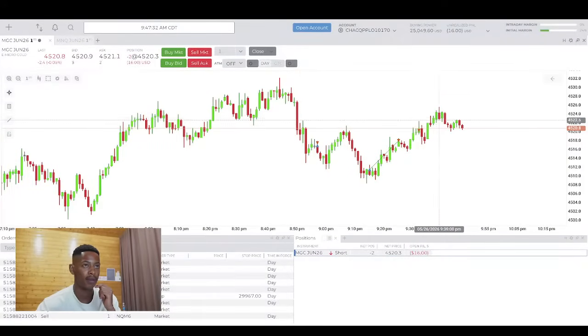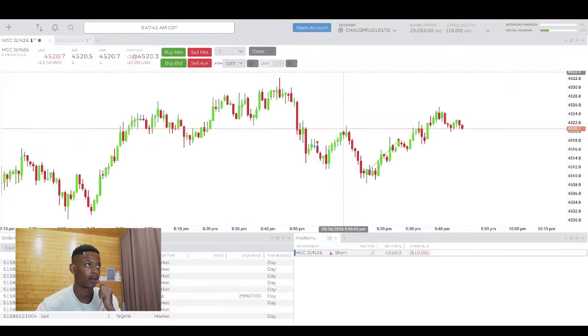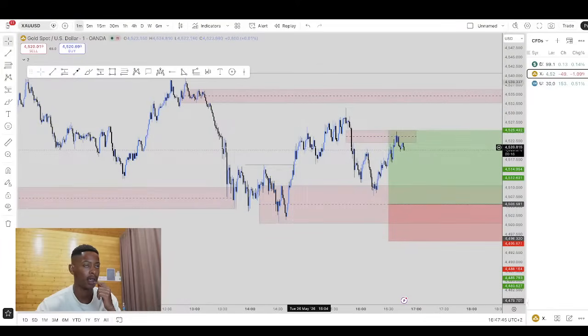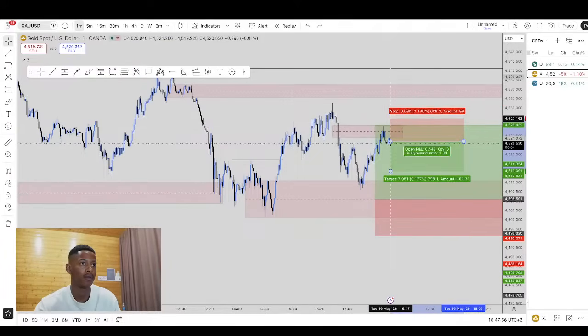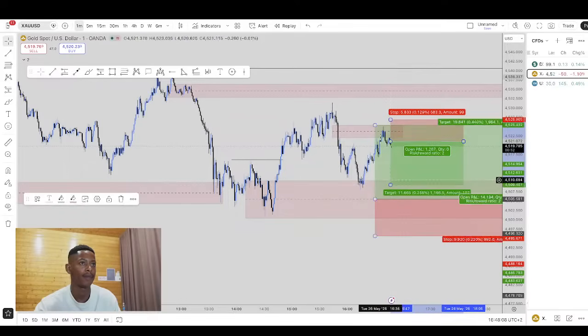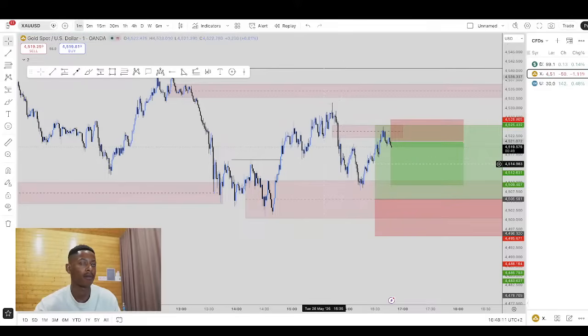I honestly would have loved to add more positions here, but this is the max that I can add right now. So the trade that I took is more like, if it goes up, I'm targeting these lows here. I'm targeting these lows, but 1:2 is going to be just at the bottom. So let me just see.